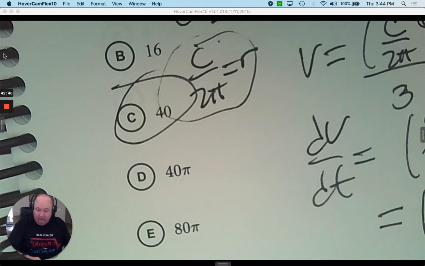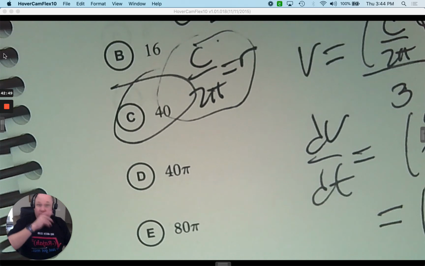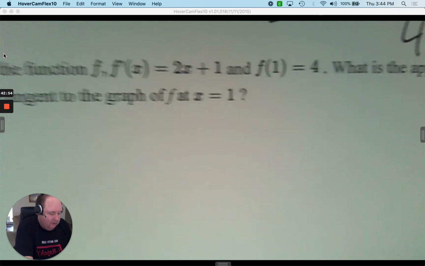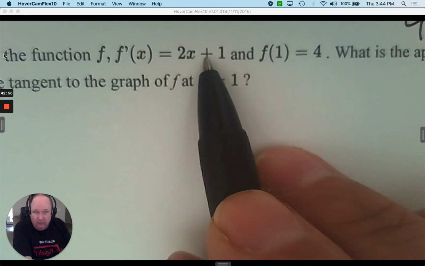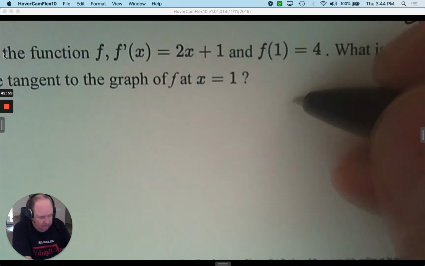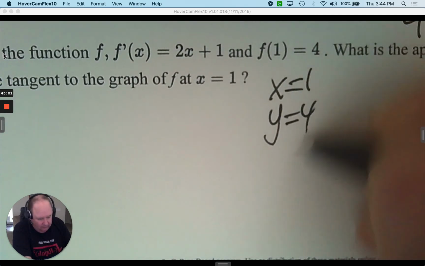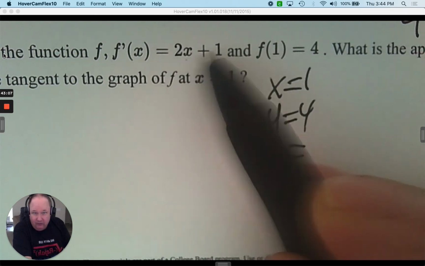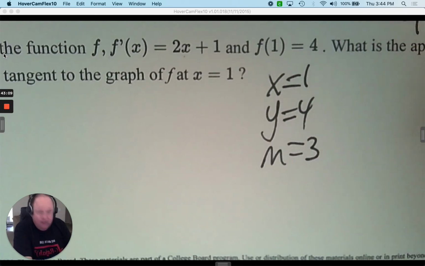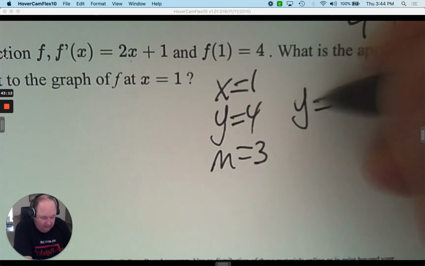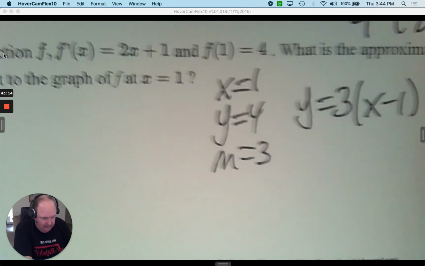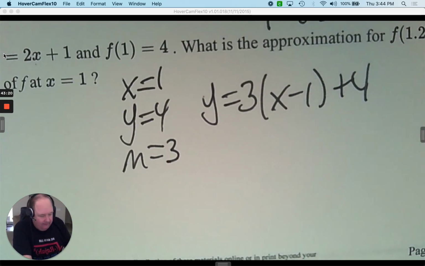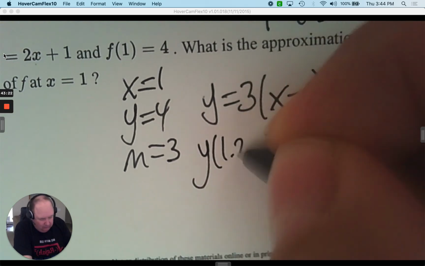All right, last one, number 48. This one's actually really easy. So have the energy, you can do this one. For the function, you're given the derivative, 2x plus 1, and f at 1 equals 4. So x is 1, y is 4. The slope comes from the derivative. Plug 1 in, and you get 2 plus 1, so the slope is 3. So the equation of the tangent line is 3 times x subtract 1 plus 4. That's from these numbers. Then we're going to use that to estimate 1.2.